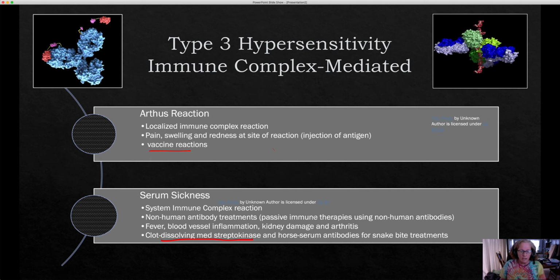These non-human antibody treatments are what we refer to as passive immune therapy. And so in passive immune therapy, this is passive immunity. We're going to give you some outside immunity, whether it's non-human or human, but in passive immunity, we're going to give you antibodies produced by something else. And so it's passive. We're not activating the immune system in that sense.